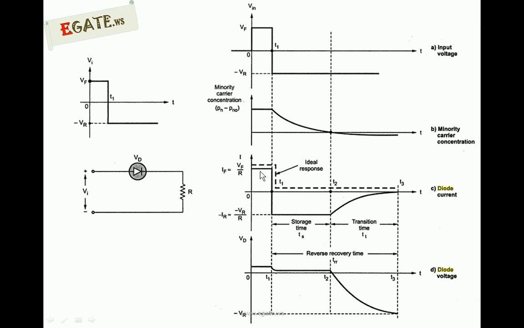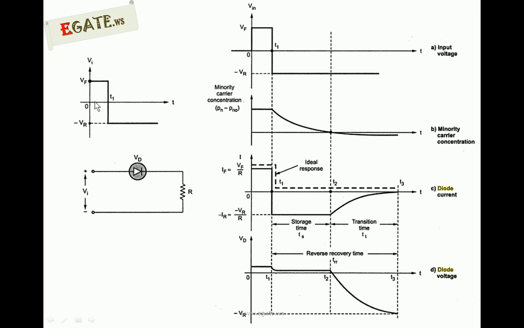Vf by R is the forward current, and by that time the output voltage, the diode voltage, is going to be equal to the cut-in voltage, 0.7 volts for silicon, 0.2 volts for germanium. This is very small in forward bias. Look at this one.